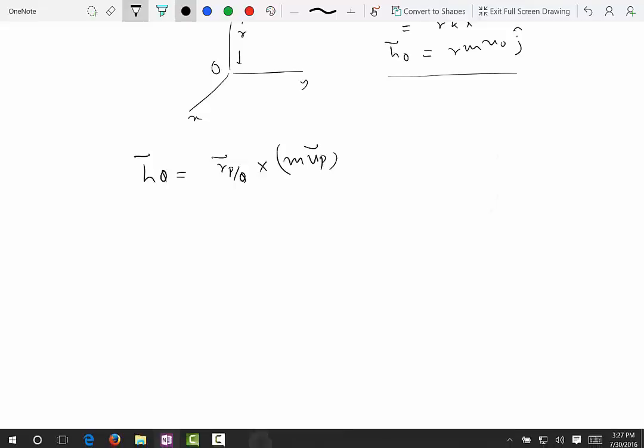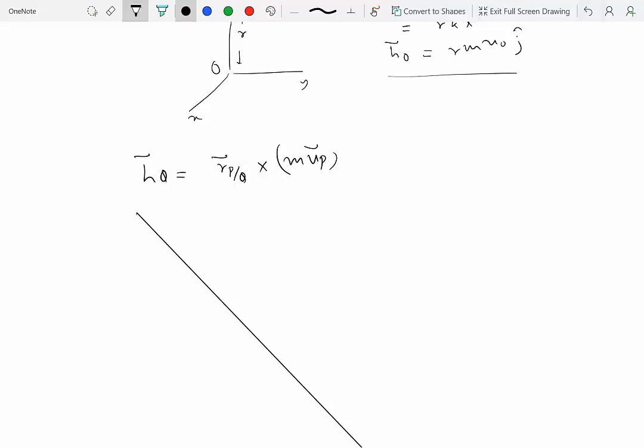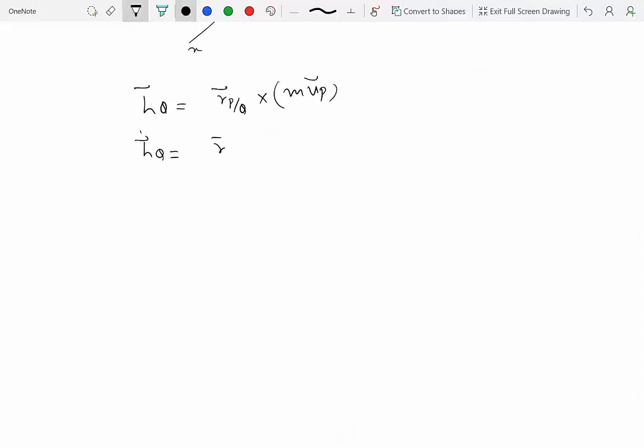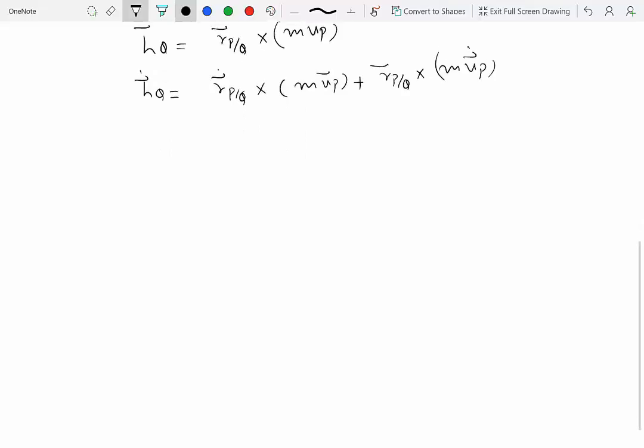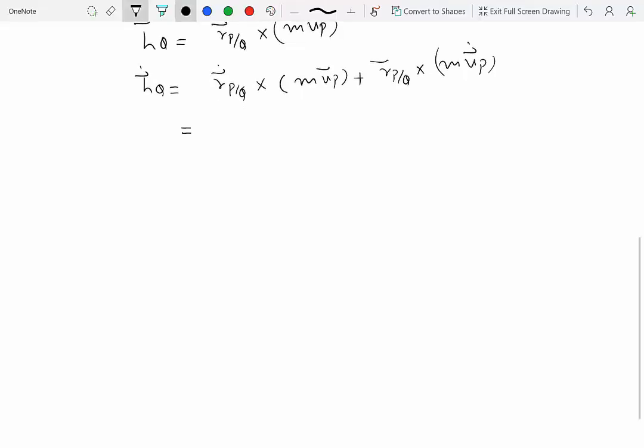Okay, so if we take the derivative, we get r dot p with respect to q cross mvp plus r of p with respect to q cross m v dot p. All right, so what is r dot p with respect to q?